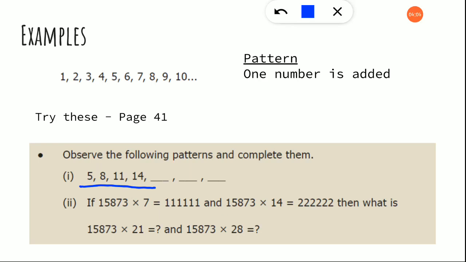So there is no possibility for using the multiplication sign. Is there an 8 in the 5 tables? No. So something is added only. So after 5, 6, 7 and 8. So here 3 numbers are added.